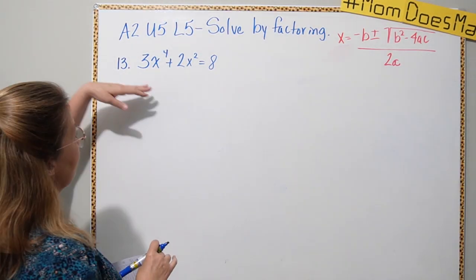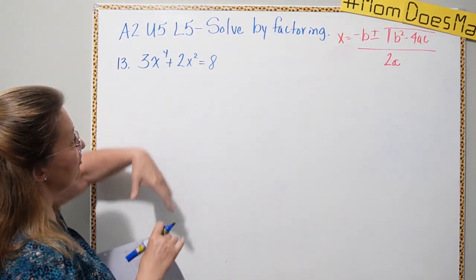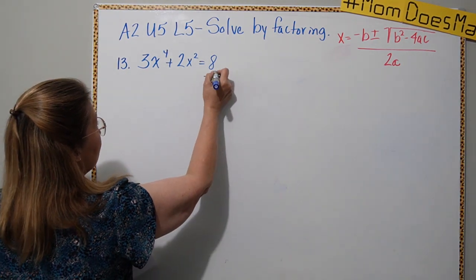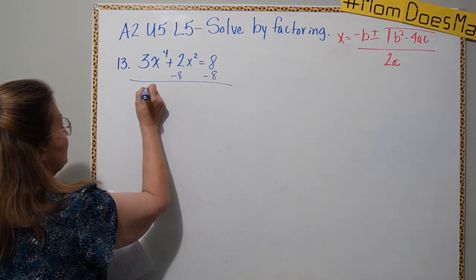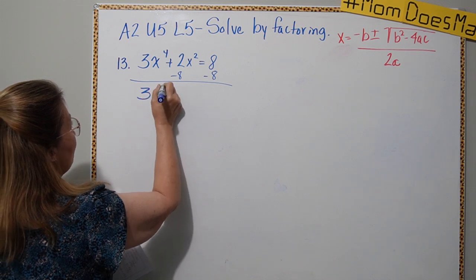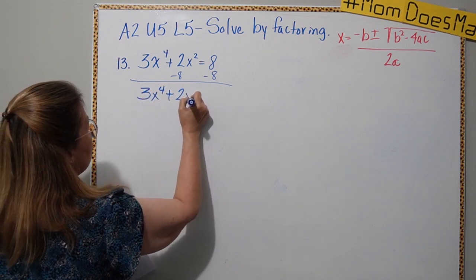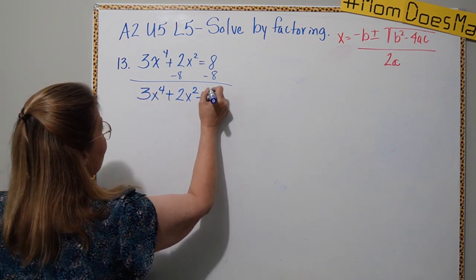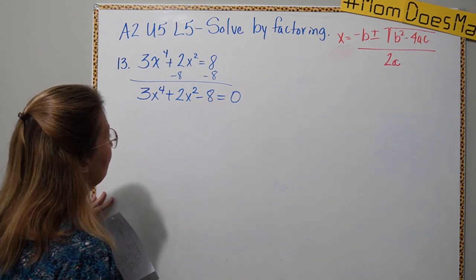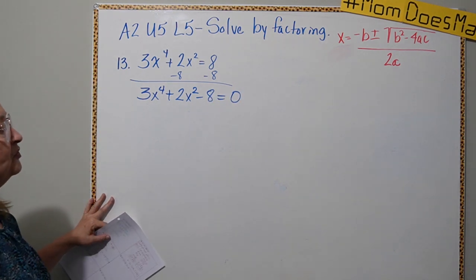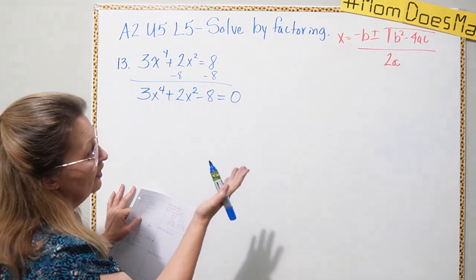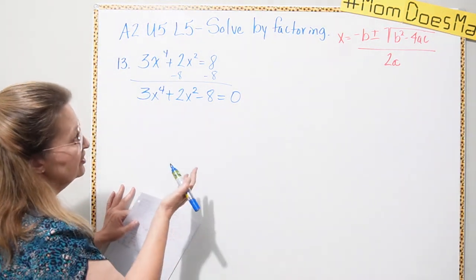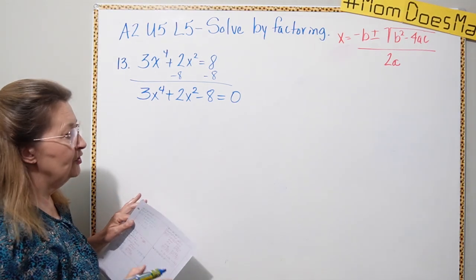Okay, for number 13, here's our problem. So the first thing we want to do is get it in standard form. So let's subtract 8 from each side, and this is going to give me 3x to the 4th plus 2x squared minus 8 equals 0. Okay, now this one will factor with the AC method. You could go ahead and use the quadratic formula, but let's just use the AC method. It'll be a good review for that.